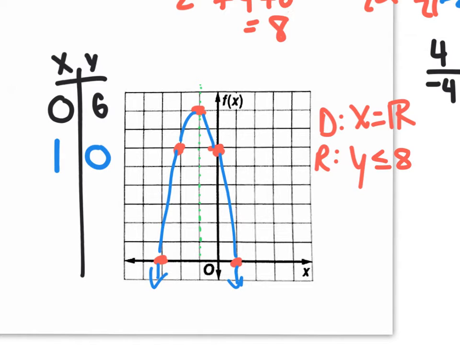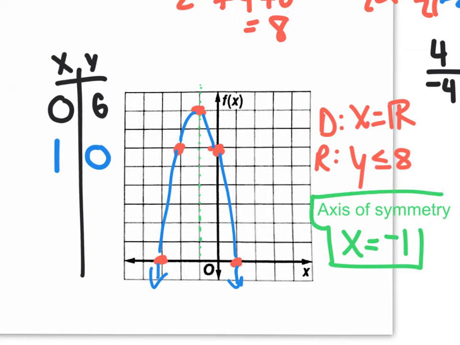In addition to that, if you wanted to state your axis of symmetry equation, the equation of the axis of symmetry will be x equals the x value of your vertex, which in this case is negative 1. That's your equation of the axis of symmetry.